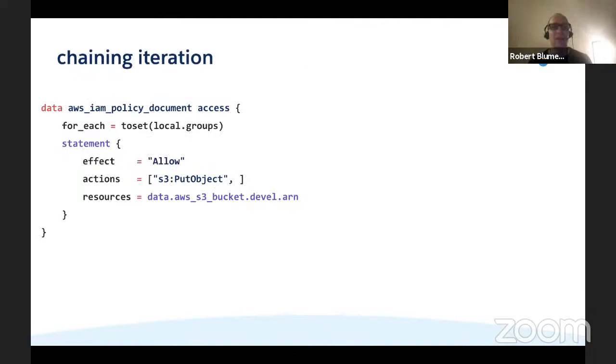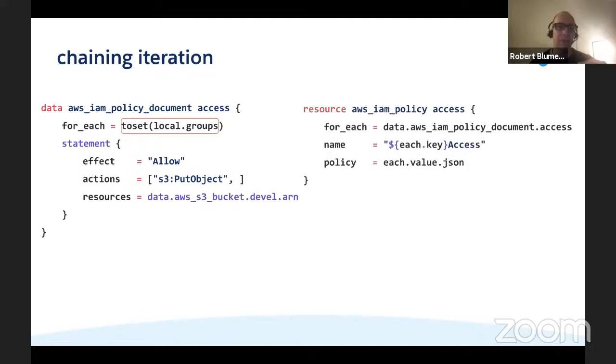Now, I'm going to show how you can use this to make your code very compact. You can chain resources together using iteration over the previous resource. So I'm going to start out. I have some variable called groups, which I didn't show you. We're going to create an AWS IAM policy document called access by iterating over these groups. And then I'm going to chain it to an AWS IAM policy. And when I do that, I do a for_each, and I pass in the previous resource, or in this case, a data element that I've already created.